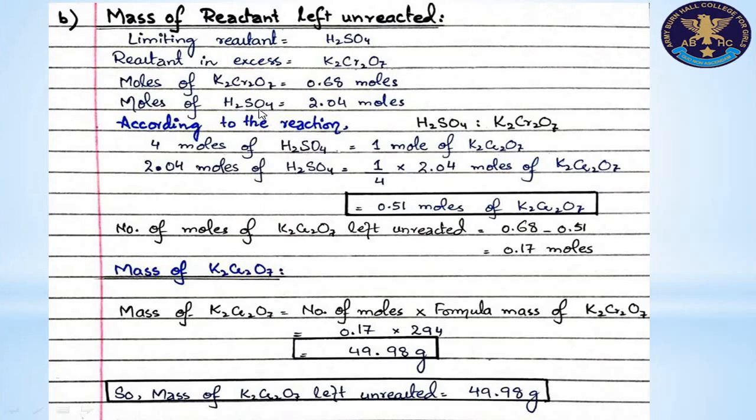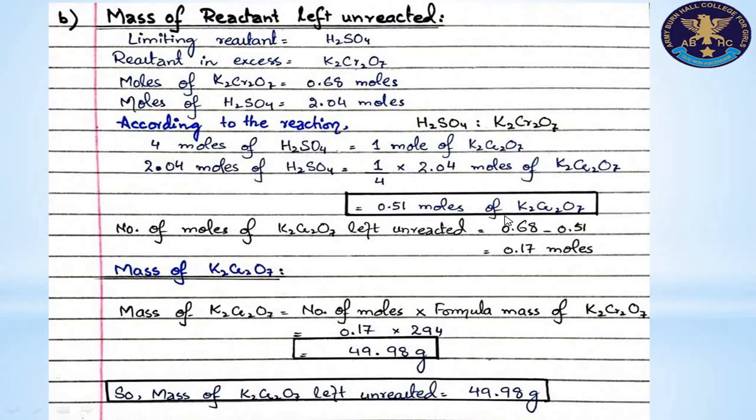So how can we calculate the number of moles of potassium dichromate which remains unreacted? The number of moles of potassium dichromate is already given to us. Simply, we have to subtract the number of moles of potassium dichromate consumed in this reaction from the already given number of moles. The number of moles of potassium dichromate left unreacted will be equal to 0.68 minus 0.51, which is equal to 0.17 moles of potassium dichromate.